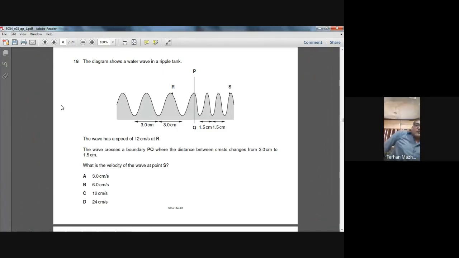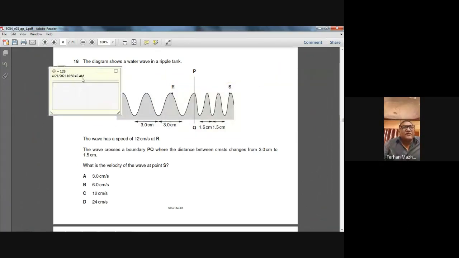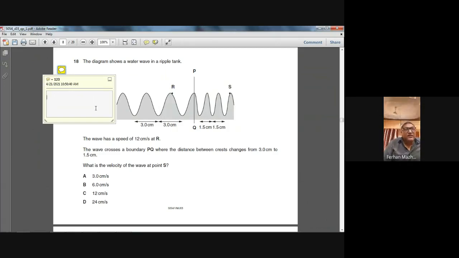Okay. So the methodology is very simple. From this first portion, I will try to find out the frequency. So in the first portion, this R portion, I will try to find out the frequency. You know, V is equal to f lambda. So if I want to find the frequency, that will be equal to the velocity divided by the wavelength.